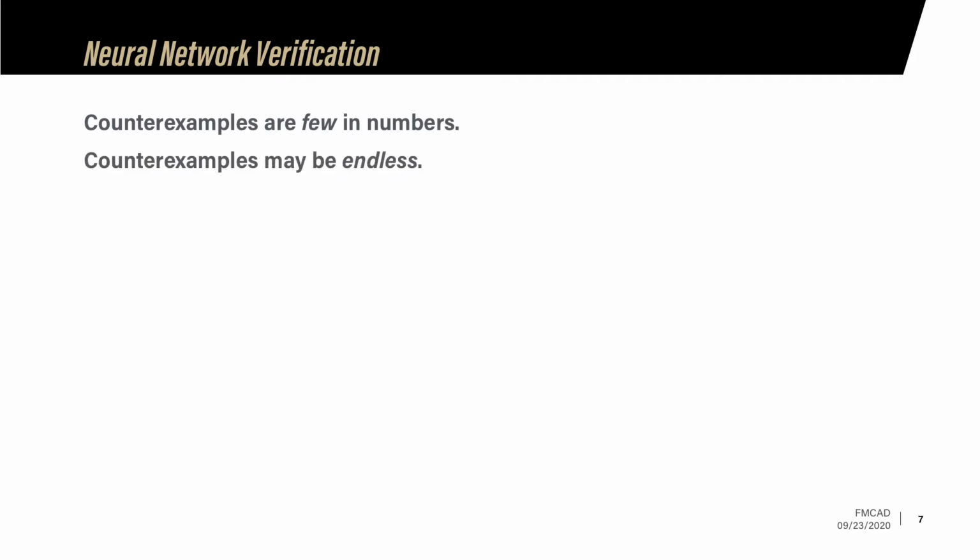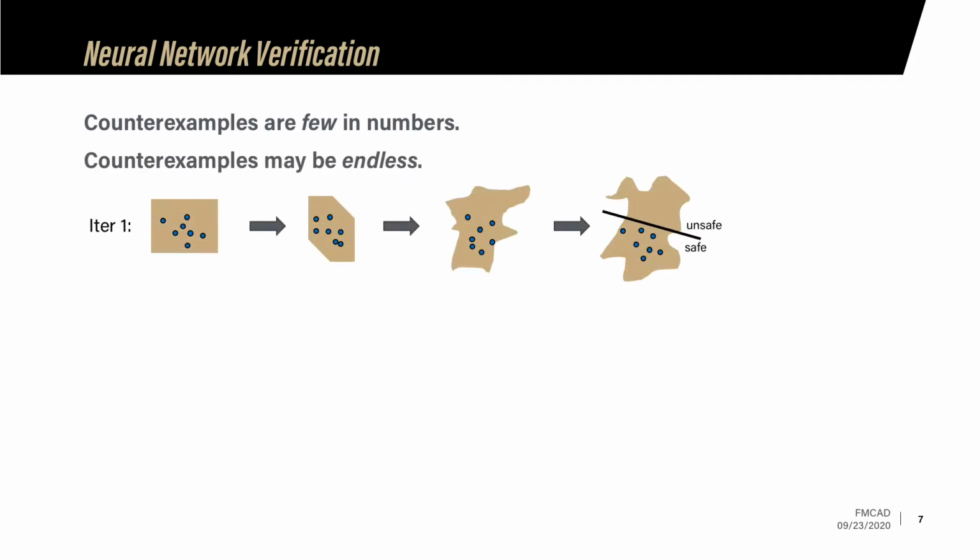The second reason is that the counterexamples may be endless. Consider this diagram, for example. The dark yellow region here is the genuine reachable state of the entire network with respect to some inputs. And the blue points here are the sampled input states. Then, for these many blue points, all of them happen to reside on one side of the safety property, which is the safe side. Then empirically, this seems fine.